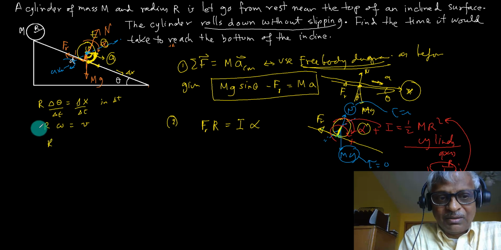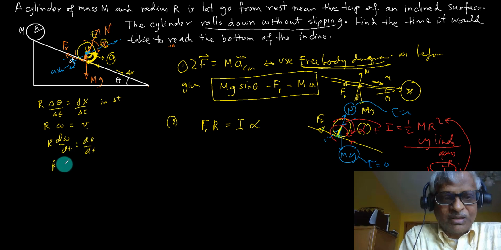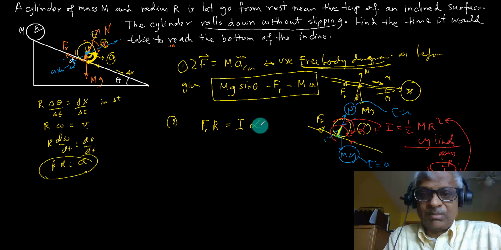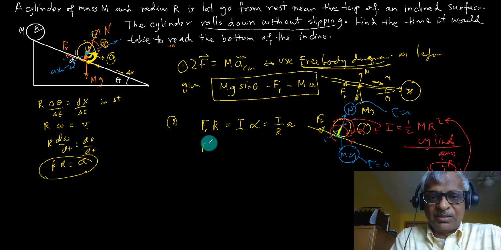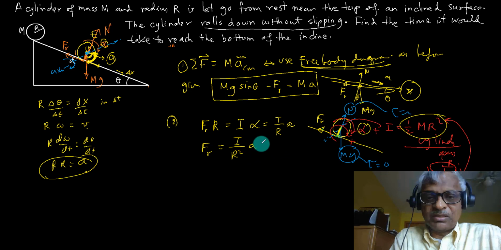And so if I take a d dt of that, r d omega dt equals dv dt. V is the x component, so this is the x component. So r times alpha is actually A. So that's the relationship between them. And so, I'm not interested in alpha, so I can write down I over R A, and so you can simplify as Fr is just equal to I over R square A, and because I is half MR square, so this is half MA.